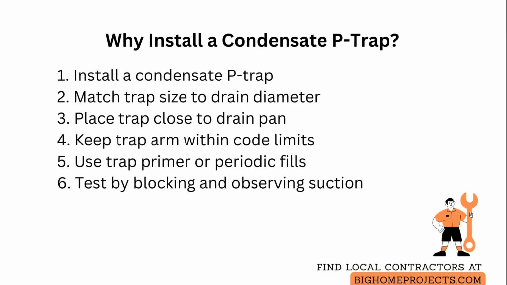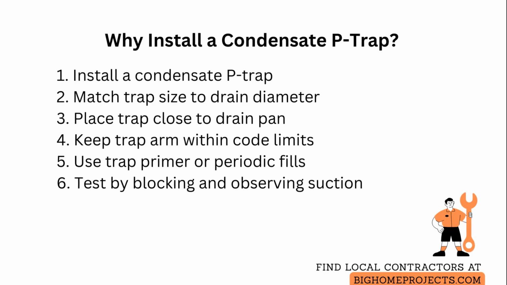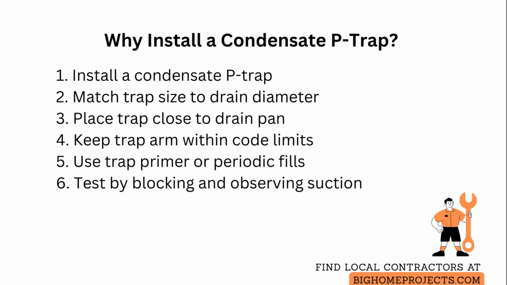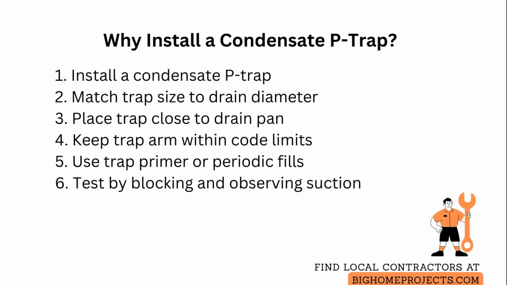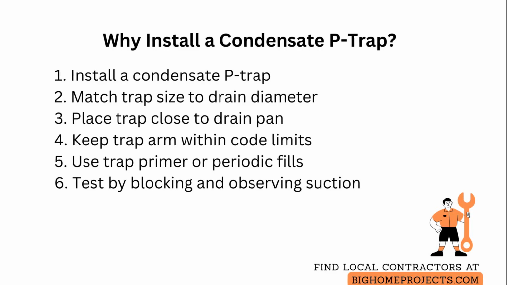Install a trap primer or ensure periodic water flow to prevent the trap from drying in low-use seasons. Trap dry conditions allow sewer gases or pressure differentials to pass. When testing, block the downstream outlet briefly to observe suction at the pan outlet, then remove the blockage to verify the trap holds water and prevents retraction of water into the unit under negative pressure.